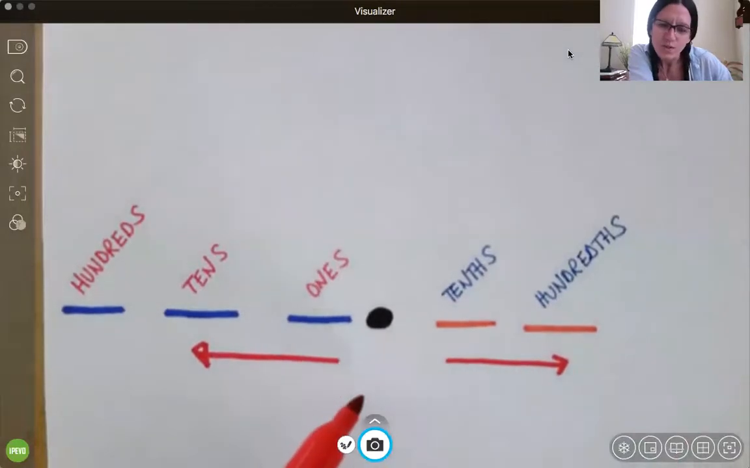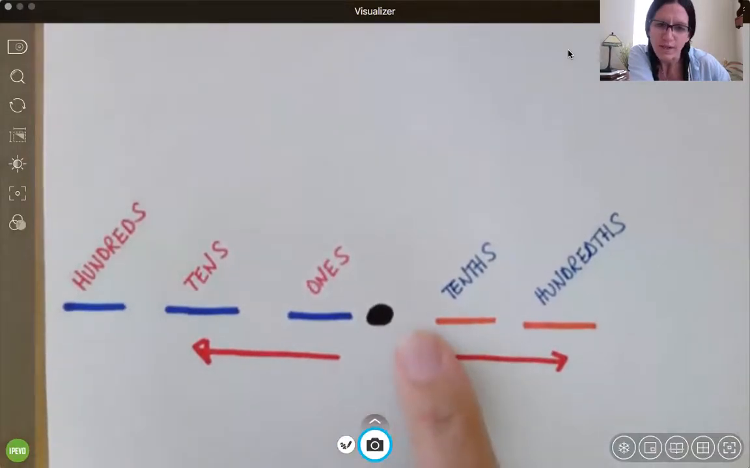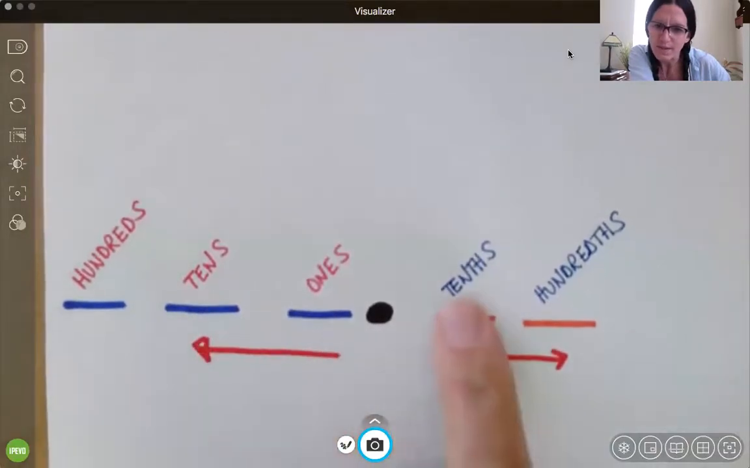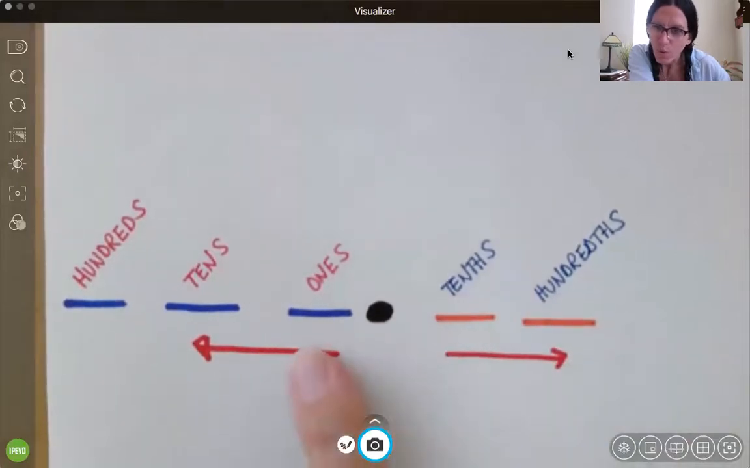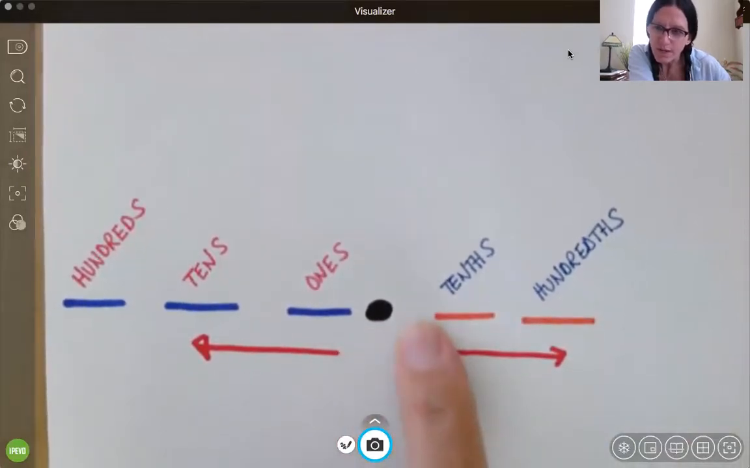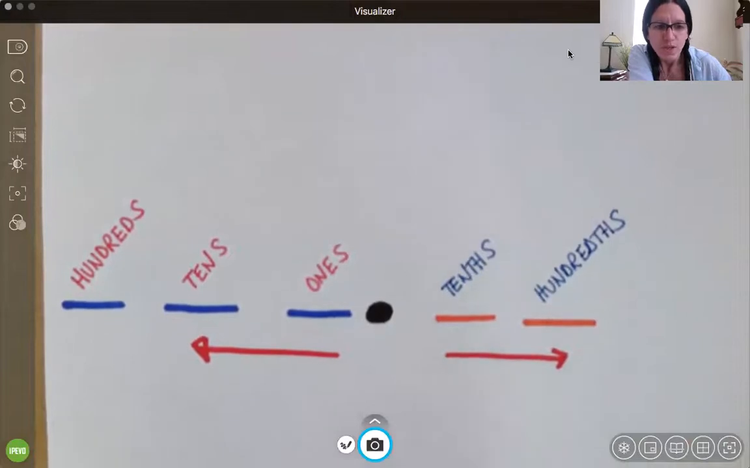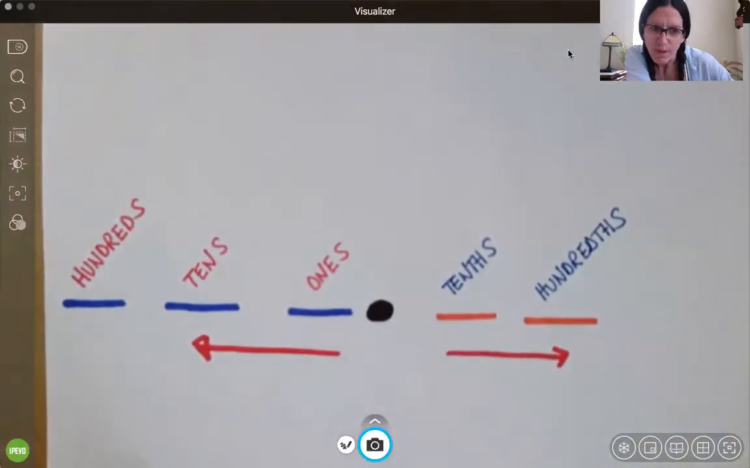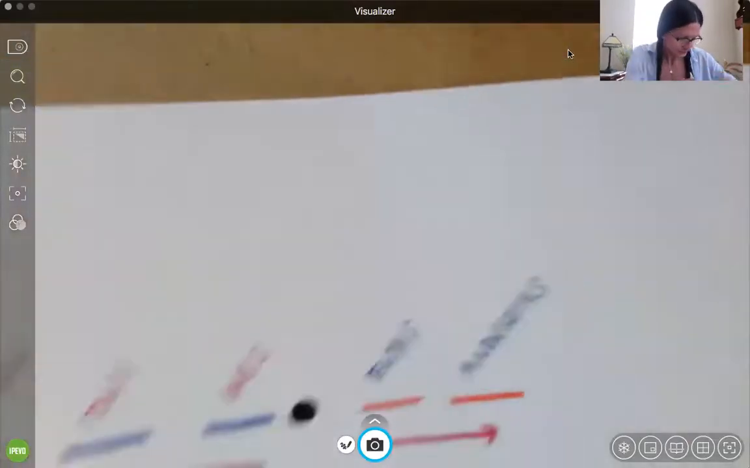Now, I always try to talk about how it's sort of a mirror image. You might say, well, why aren't there ones on the right side if there's tens, tenths, hundreds, hundredths? But remember, one is a whole. So the next value below that would be a tenth. Okay? So I'll keep track of that chart. Perhaps I'll give you a copy of that so you can have it as a way to remember.